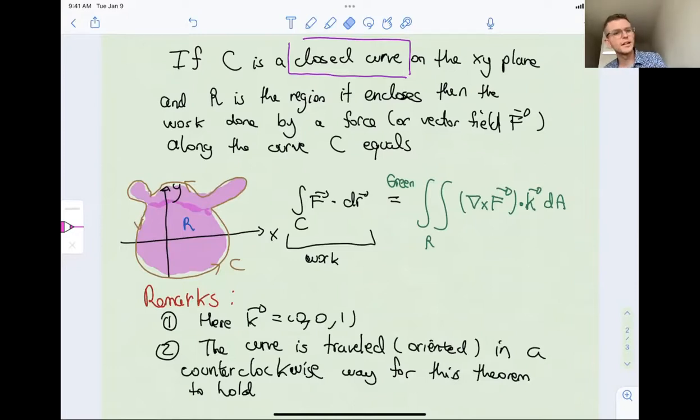But again, it's nice that what this is saying is that instead of directly doing the integral for work, you can replace that with the double integral. And more or less what you have to integrate is this dot product that involves the curl.